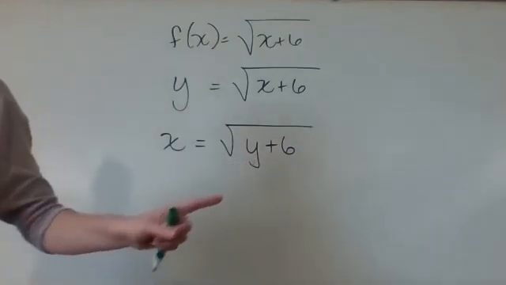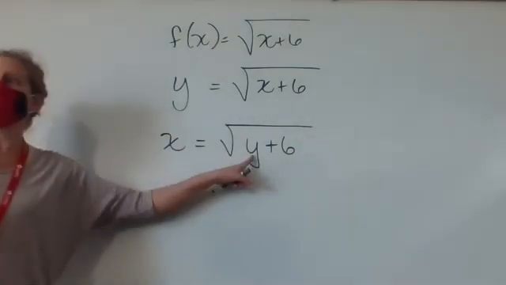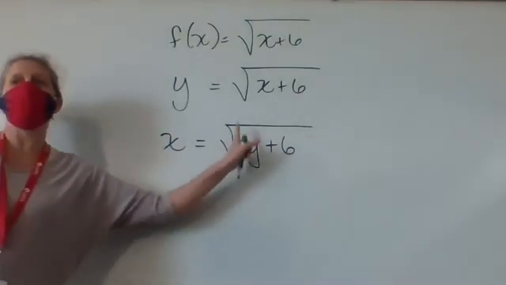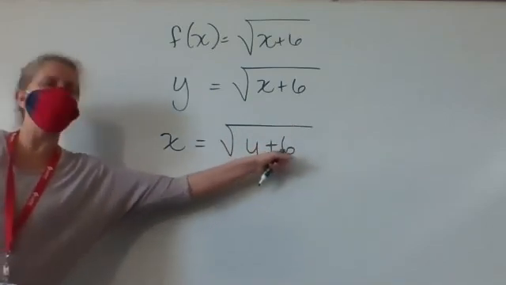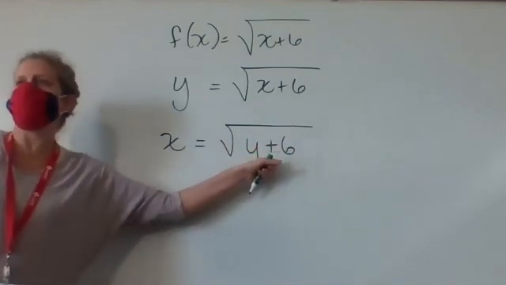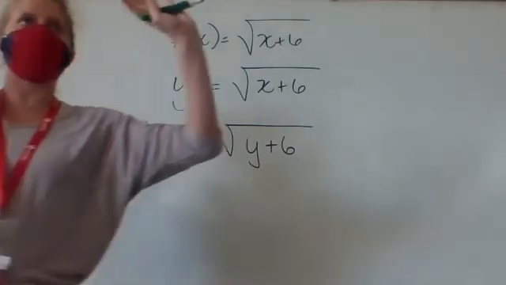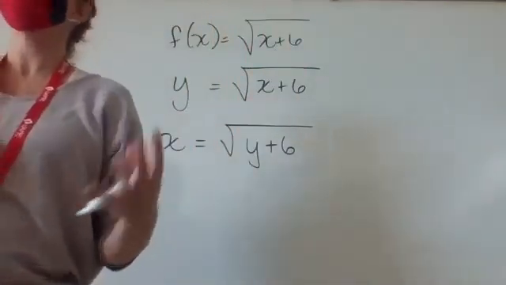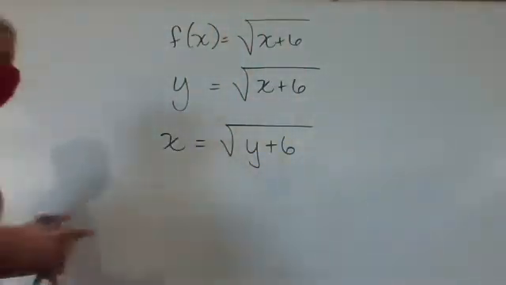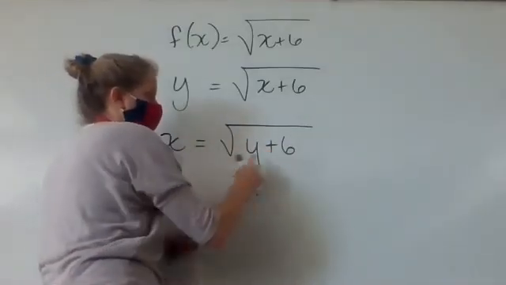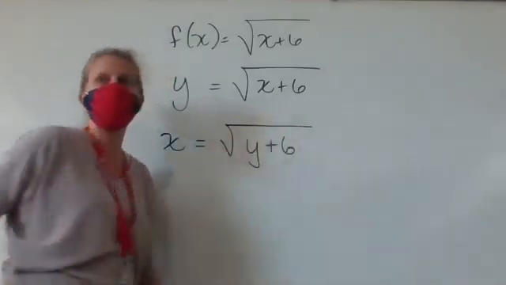Now, here's the y I'm trying to get by itself, right? It's like it's trapped in that square root. I can't start doing anything with that plus 6, because that plus 6 is underneath that radical. It's like it's being held hostage in there. So the first thing I have to do is remove that radical so I can get to what's inside of it.